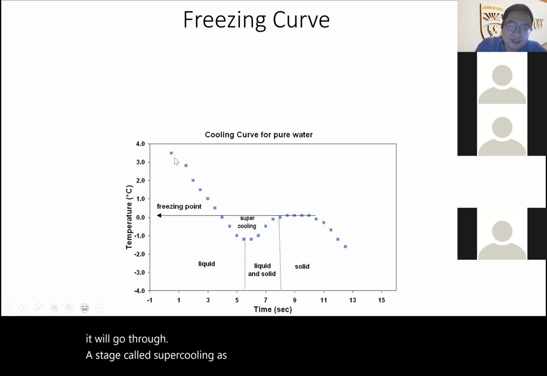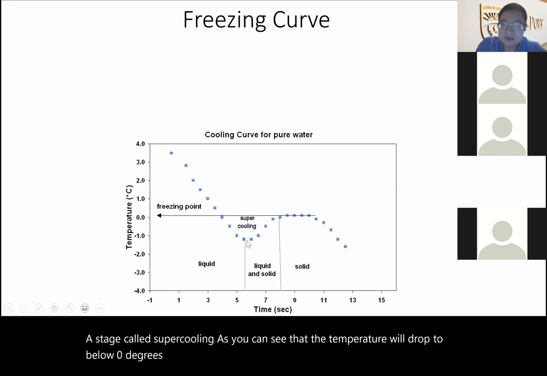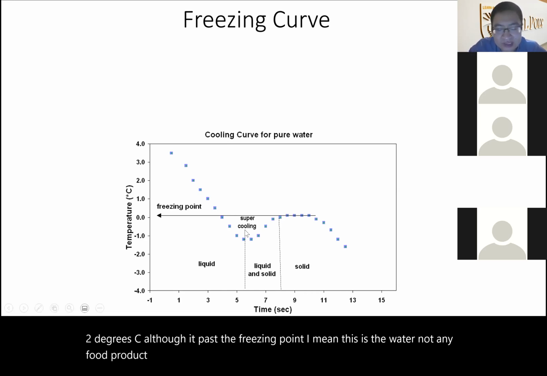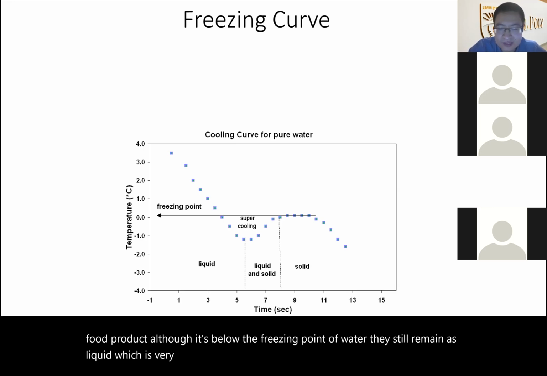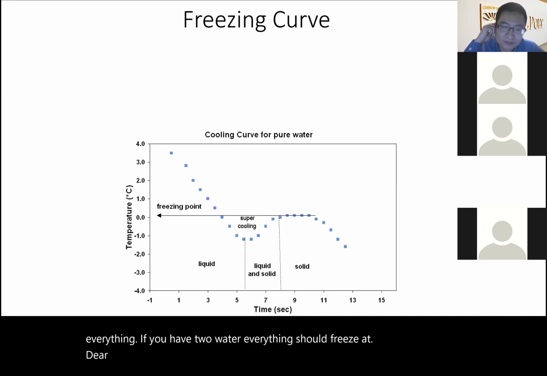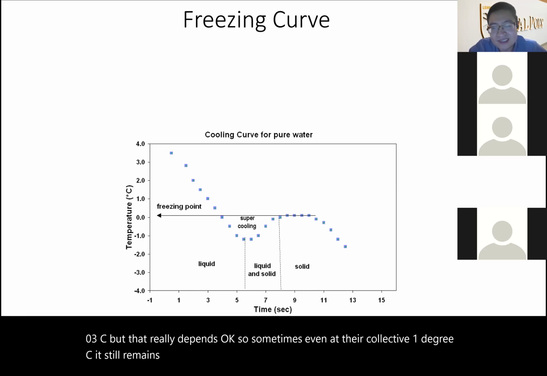As you can see, the temperature will drop to below 0 degrees C, probably somewhere around -1 to -2 degrees C. Although it passed the freezing point, and this is water, not any food product, although it's below the freezing point of water, it still remains as liquid, which is very interesting, right? If you think about freezing, if you have pure water, everything should freeze at 0 degrees C, but that really depends. Sometimes even at -1 degree C, it still remains liquid. And that is because to initiate the crystallization process, there has to be a trigger.